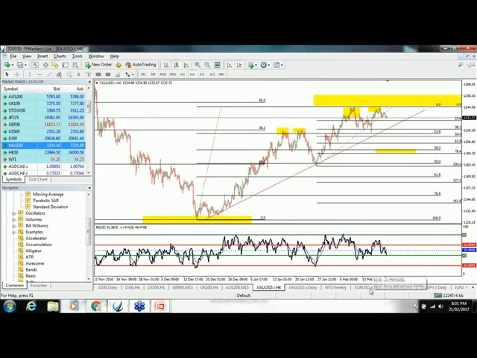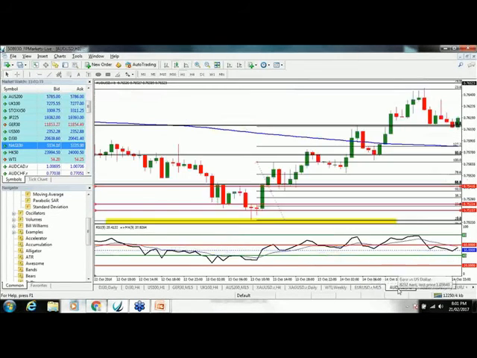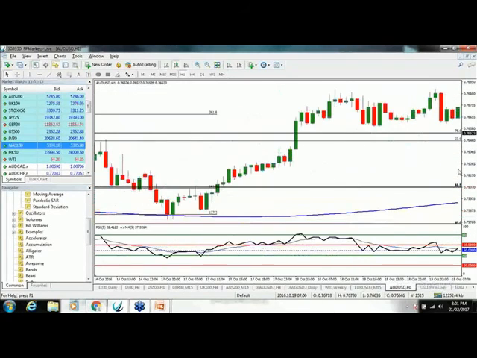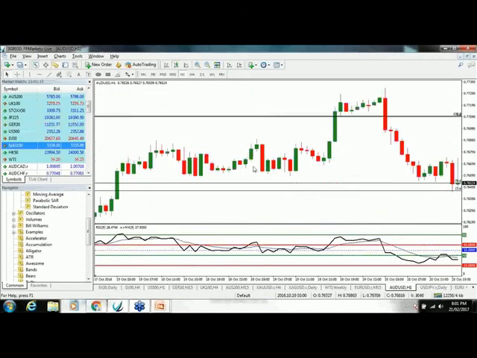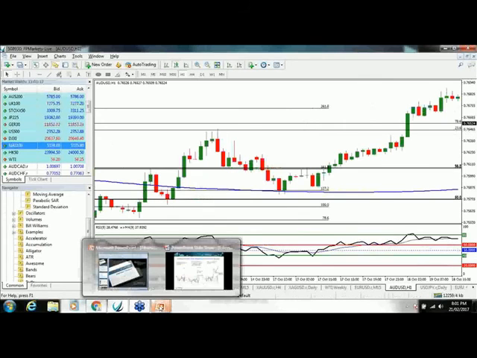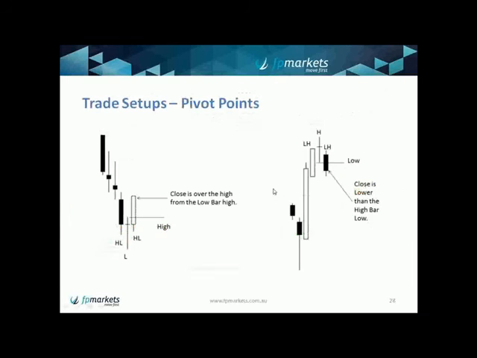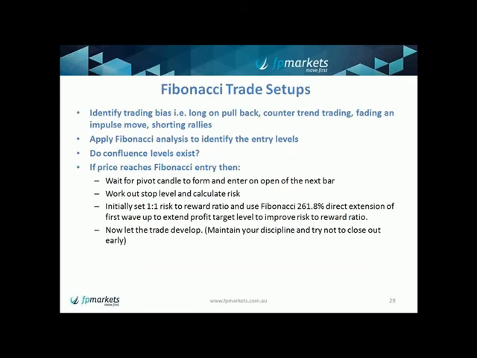Okay, so this is the Aussie dollar. So this was just the example that we ran through before. Let me just jump back onto the charts. So again, this is the typical pivots that we look at. And this is my general Fibonacci trade setup rules that I apply.